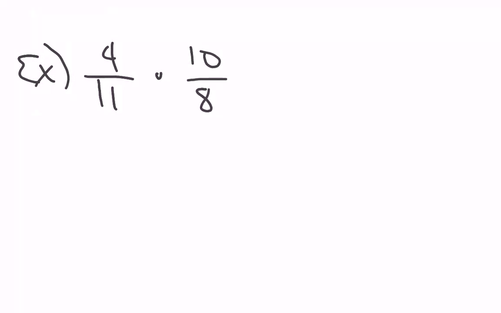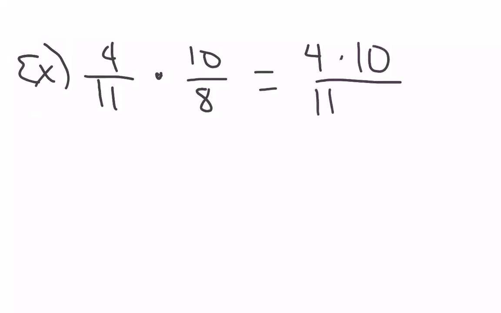All right, next example. We have 4/11 times 10/8. So multiplication is straight across. Some of you might remember that we have to reduce our fractions, so some like to reduce as they go along, some reduce at the end. Doesn't matter, whichever way you want to do it. I'm going to go ahead and just multiply.